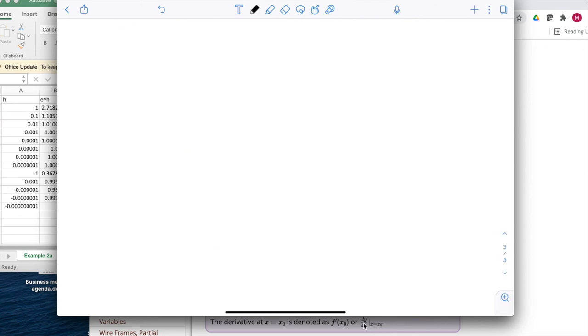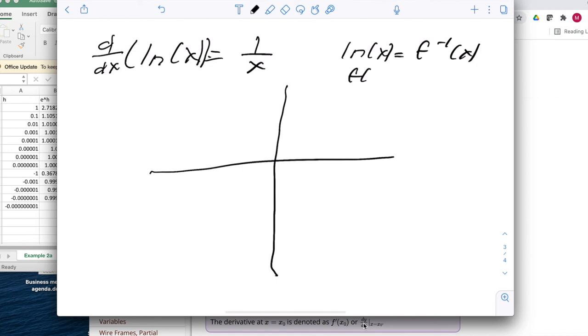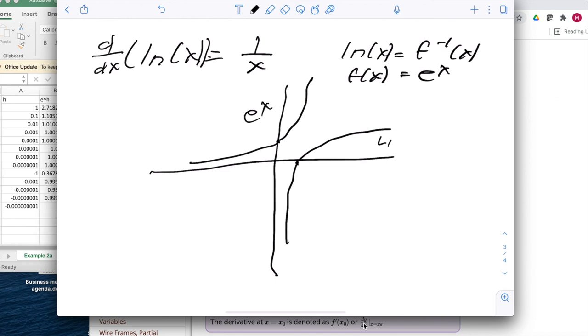That gives me my rule, which I would justify by a numeric method to show that it's the natural logarithm of a. The last rule we want to look at is the derivative with respect to x of ln of x is equal to 1 over x. This has a different argument. Notice that ln of x is f inverse of x, where f of x equals e to the x. What that means graphically is if I draw e to the x and I draw the natural logarithm of x, they're inverse functions, which says if I take the line y equals x, these are mirror images across that line.